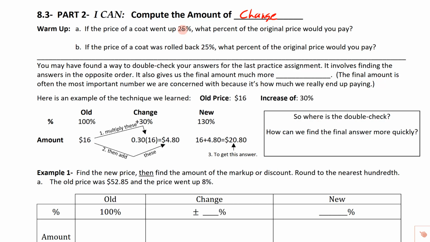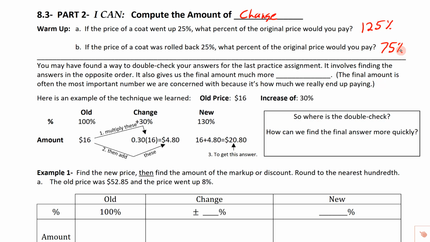Well, we normally pay 100%, but if it went up another 25%, we actually end up paying 125% of the original price. And then by the same token, if the price of the coat was rolled back 25%, what percent of the original price would you end up paying? Again, compare that to 100%. If they roll back the price 25%, we're going to subtract the 25% instead of add the 25%, and we end up paying 75%.